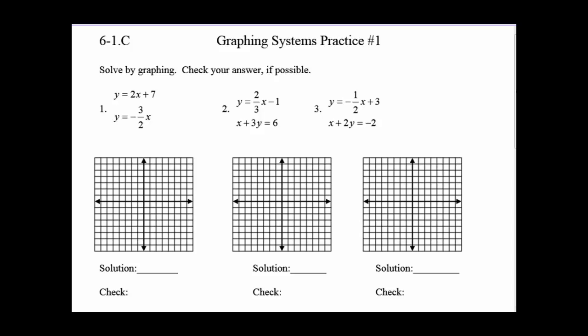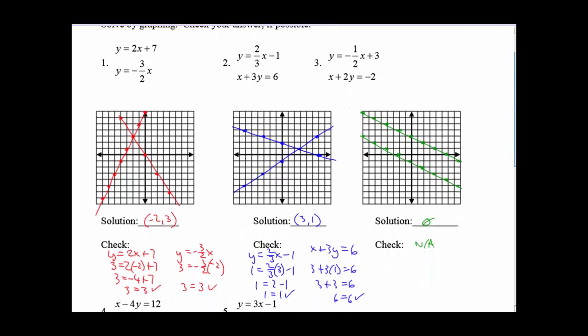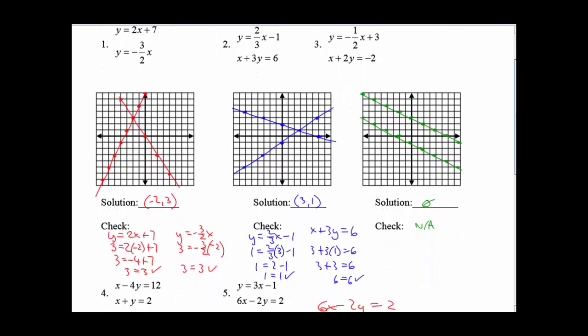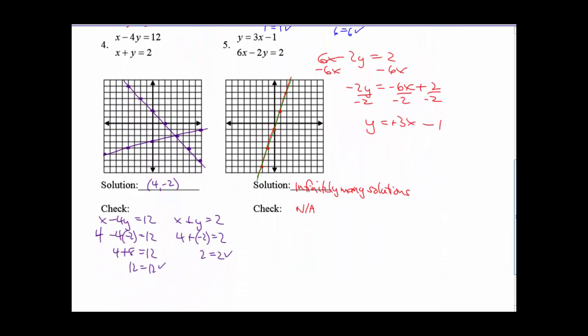Hey, welcome back, some of you fast forward kings. Let's see how you did. Here, 1, 2, and 3. Make sure you check. It is part of the answer. We got -2, 3, 3, 1 in the middle, and no solution. Therefore, you don't really have to check because they're not going to be on each answer. For 4 and 5, we got 4, -2, and infinitely many solutions. Don't have to check that.